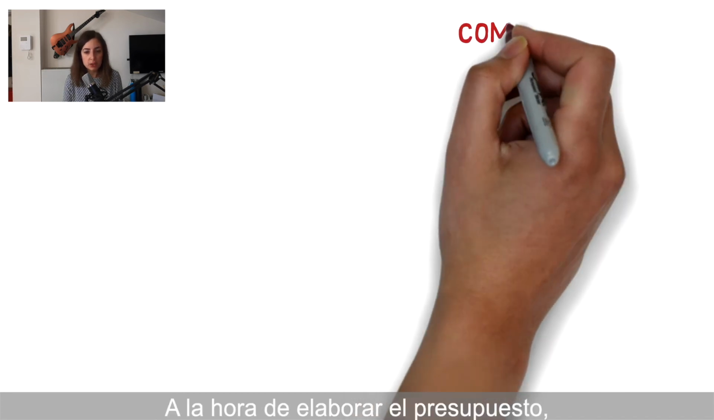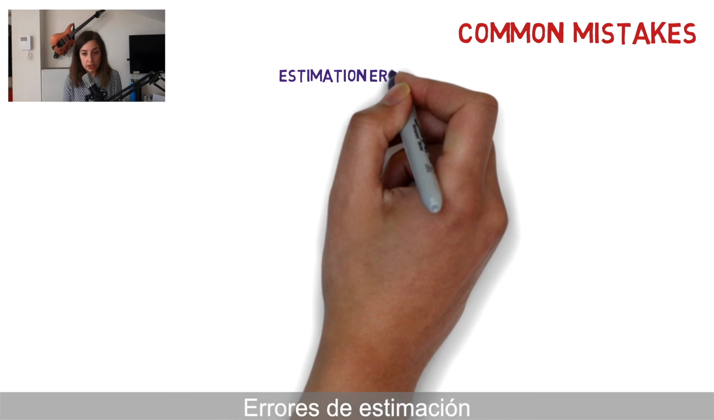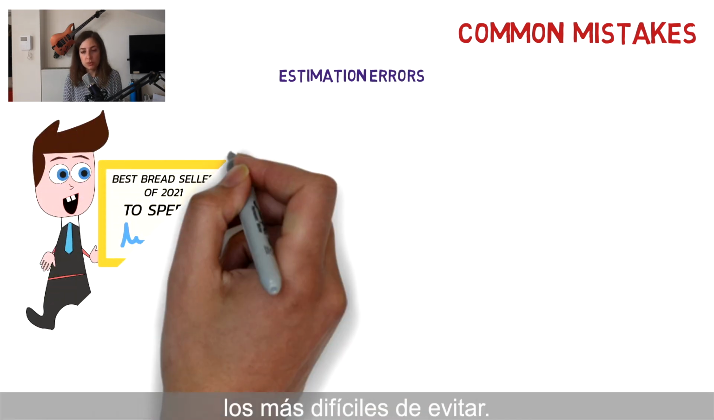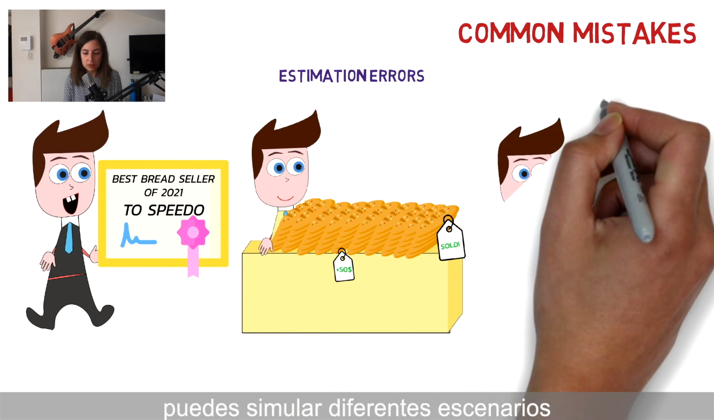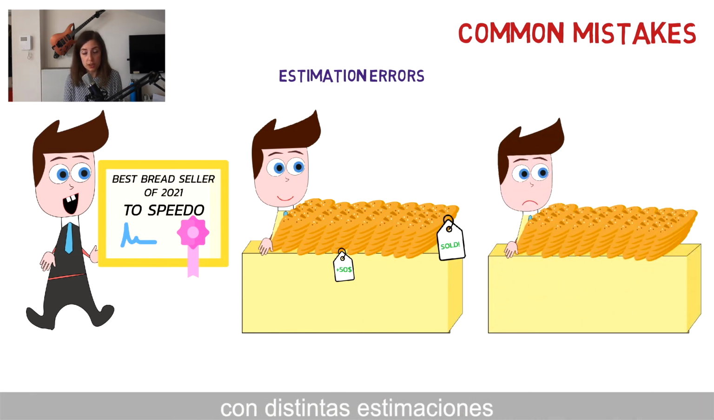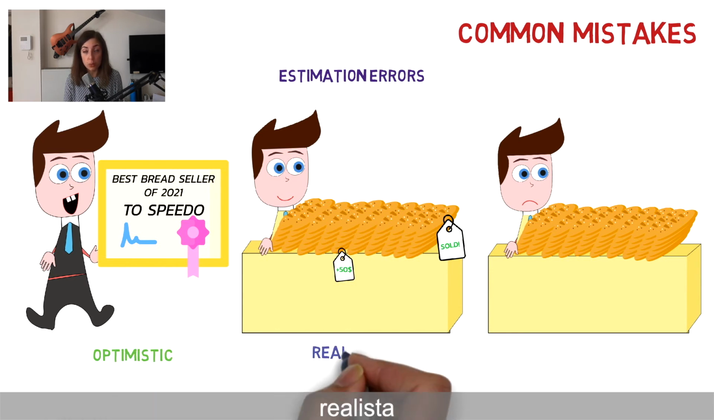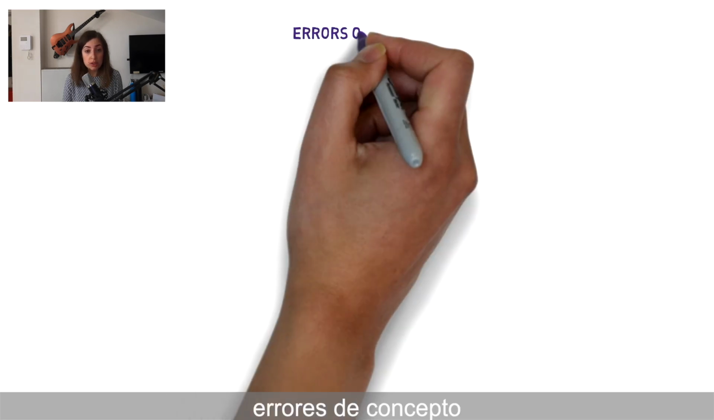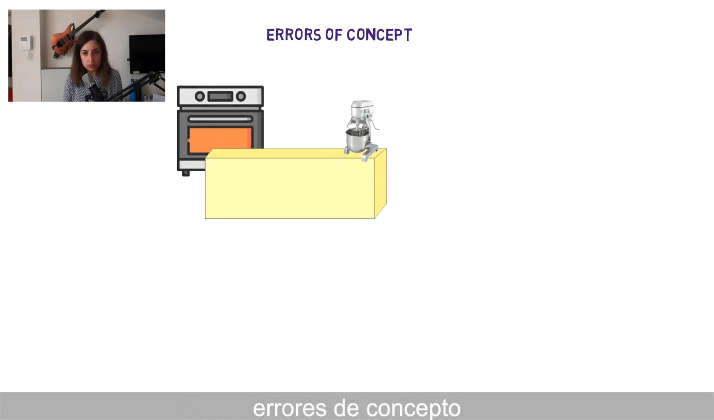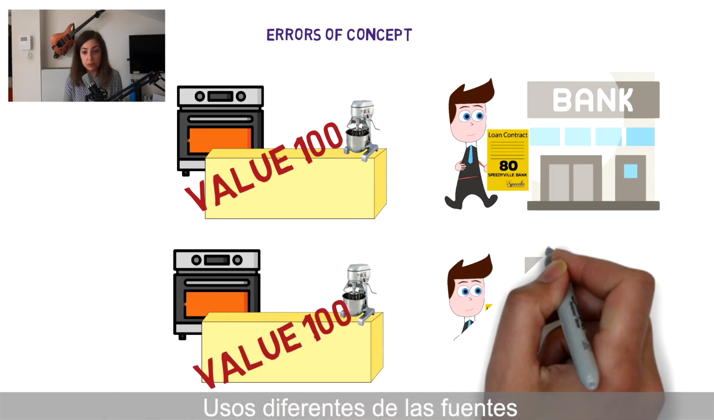When preparing the budget, you could incur different types of errors. Estimation errors are the most difficult to avoid. To overcome this kind of error, you can simulate different scenarios with different estimates. For example, an optimistic scenario, a realistic one, and the worst one. You could also incur errors of concept. For example, inconsistencies in budget items, uses different from sources.